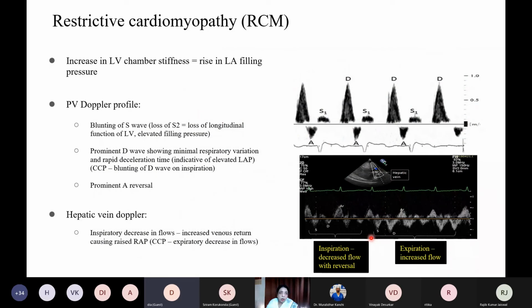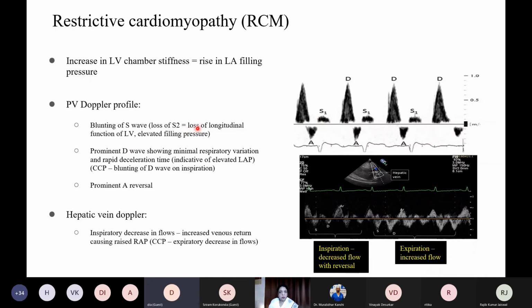Coming to restrictive cardiomyopathy, this is a cardiac myocardial disease, where the myocardium is infiltrated with many things, eosinophilia and amyloidosis. There are many conditions, sarcoidosis, so many conditions are there. And there is increase in LV chamber stiffness, and there is rise in LA filling. So typically, what do you see in pulmonary vein Doppler? There is blunting of S wave because there is rise in LAP.